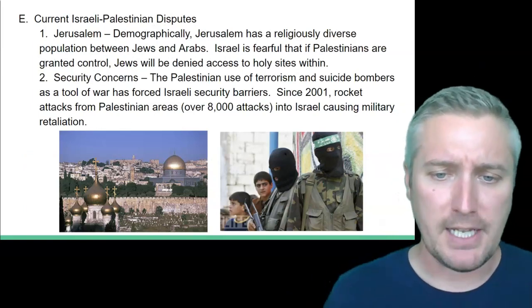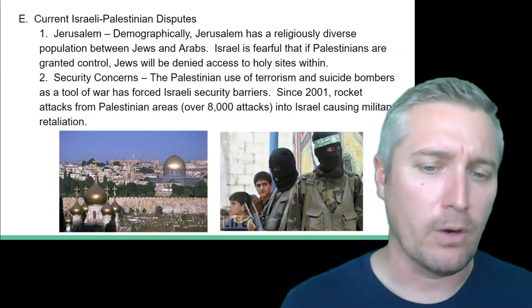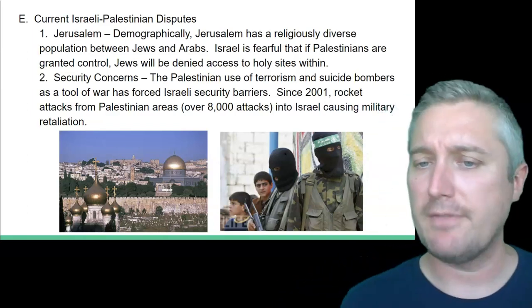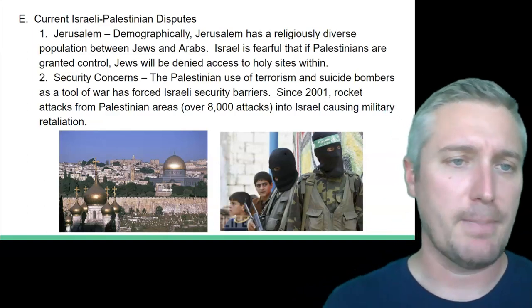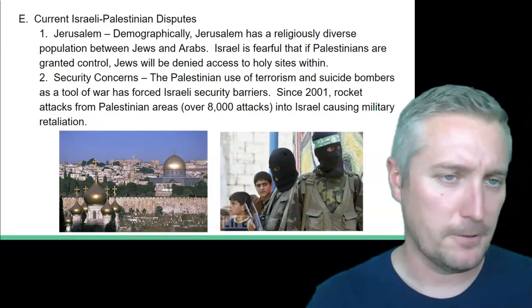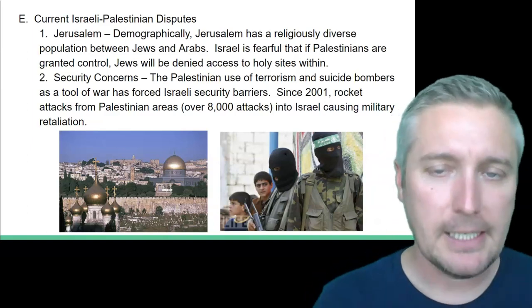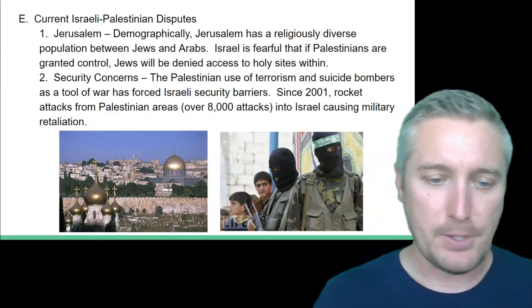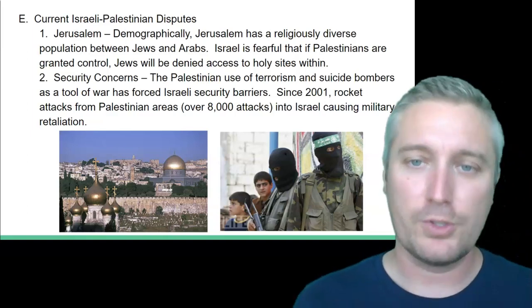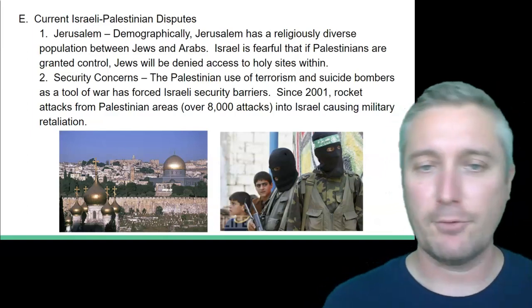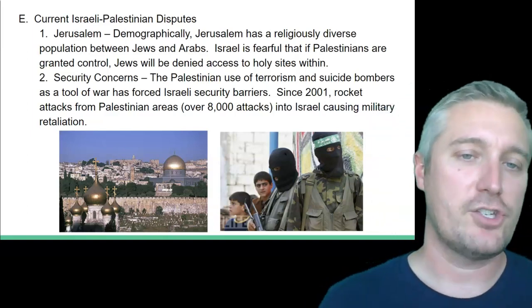Now, to wrap up today's lecture, we are going to take a look at four remaining issues, and these are still things that are driving a wedge in between the Israelis and the Palestinians. We're just going to look at four brief issues before we conclude. Number one, Jerusalem. Jerusalem, extremely diverse. It is kind of the epicenter of three of the world's major religions. You have Jews and Arabs, Palestinians, everyone that's living within this city.